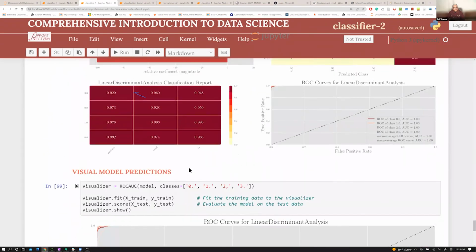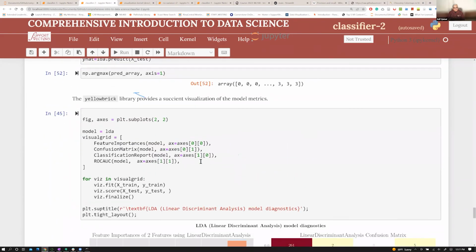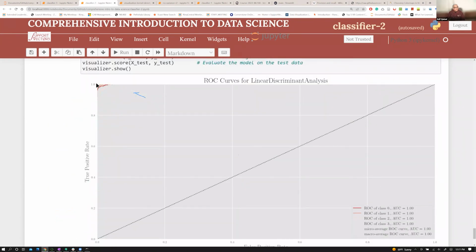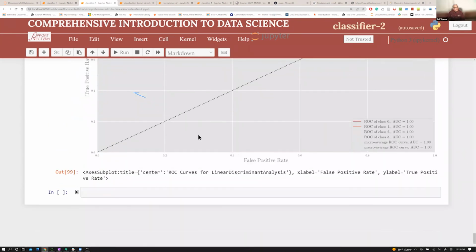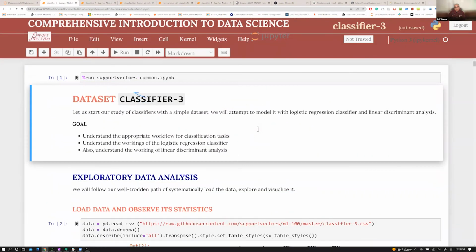So when you do that, and by the way, you can use logistic regression, you can use LDA, right? When you do that, the ROC curve is practically here. Well, this was easy. You could use LDA, you could use logistic regression, either of the two. Let's go to classifier 3, which is a little bit more complicated.